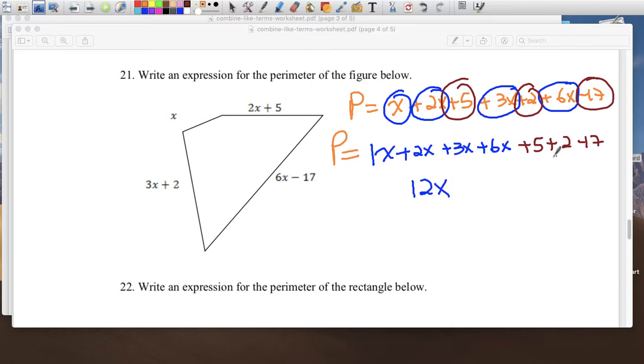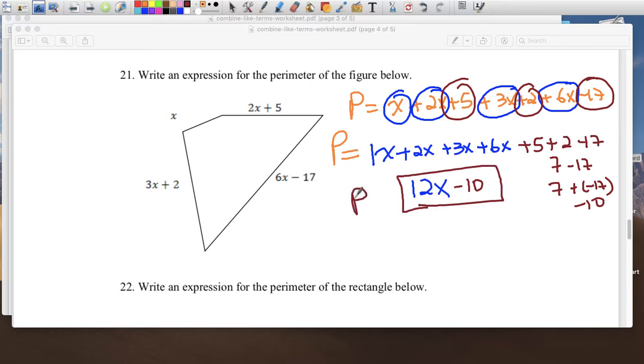Red, well, this says 5 plus 2. 5 plus 2 is 7, so that's easy. And then minus 17. So it's 7 plus negative 17, and that's going to give me negative 10. So final answer, 12x minus 10. I combine all the blues, I got 12x. I combine all the reds, 5 plus 2 minus 17, and I got negative 10. So the perimeter of this particular shape right now is in this format.